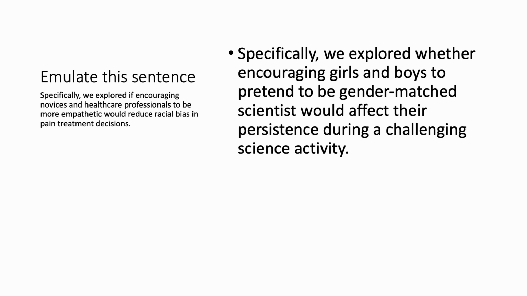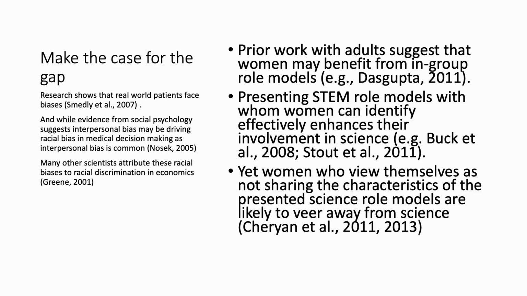So we got another methods overview: specifically explored whether encouraging girls and boys to pretend to be gender-matched scientists would affect their persistence during a challenging science activity. Your task is to emulate this sentence. For my experiment, I would simply write, specifically we explored if encouraging novices and healthcare professionals to be more empathetic would reduce racial bias in pain treatment decisions. So your job now, pause this video and do your own. Write your sentence, your method overview for your study.